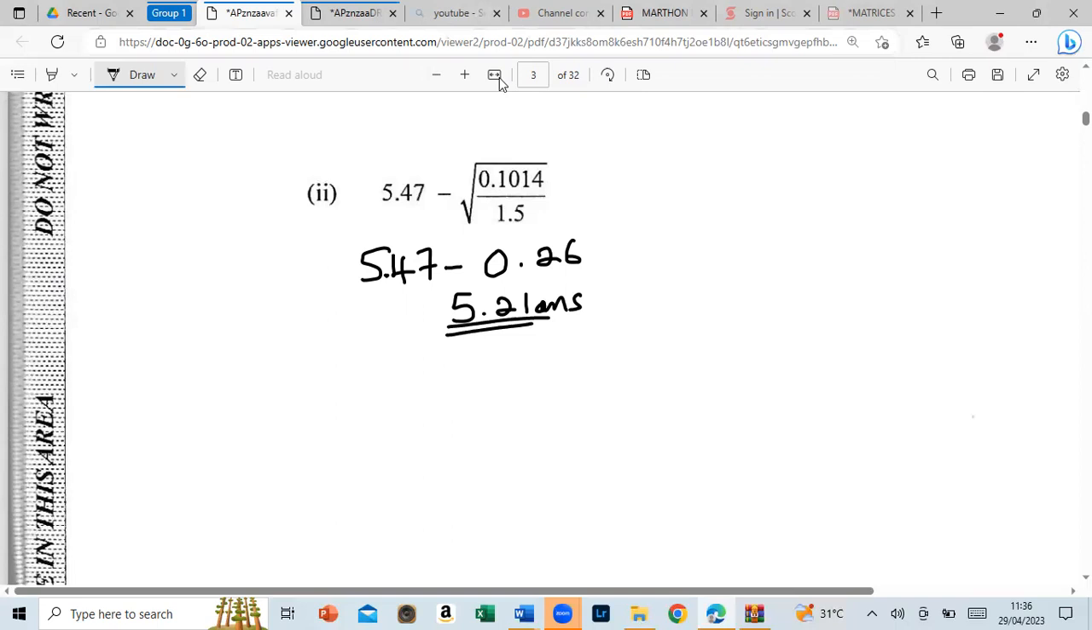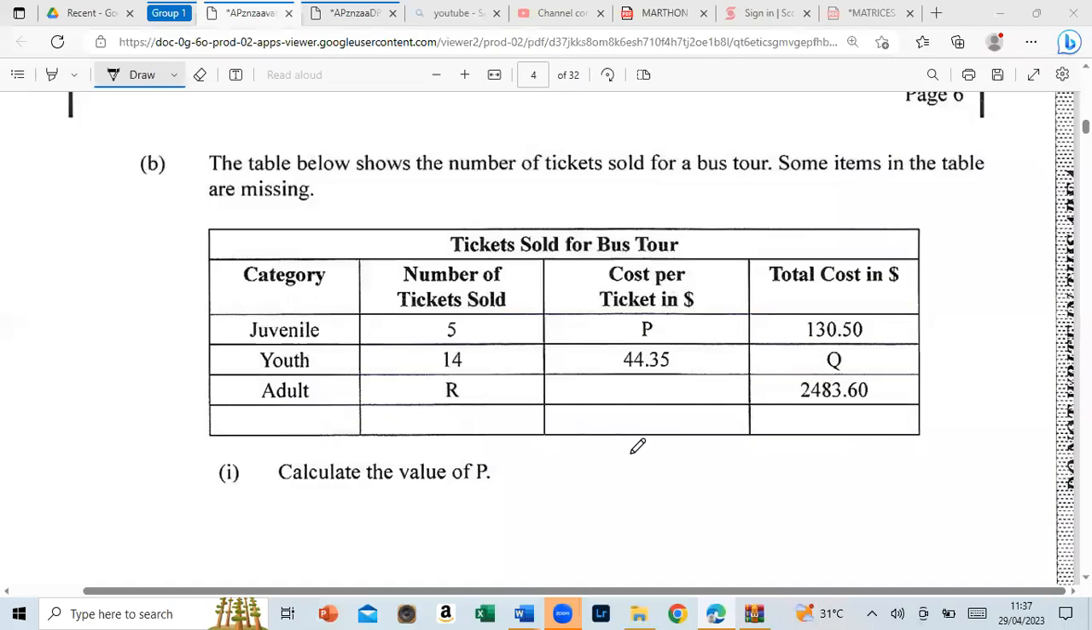All right, let's move on to another question. The table below shows the number of tickets sold for a bus tour. Some items in the table are missing. Here we have the categories juvenile, youth, and adult, the number of tickets sold, 5, 14 and R, and the cost per ticket in dollars, P and $44, and the totals. They want us to calculate the value of P.